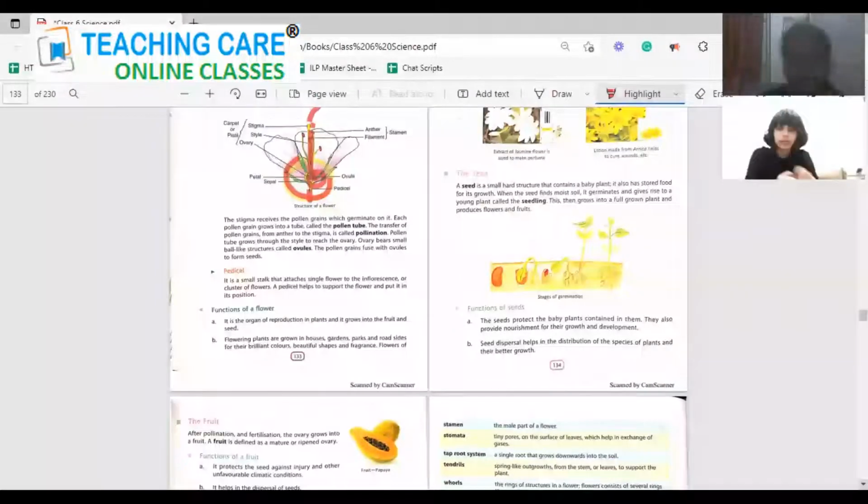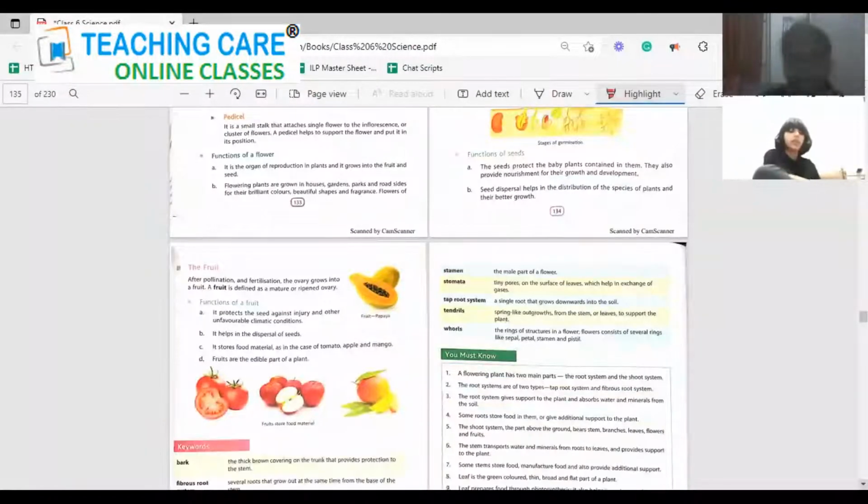It has also given the stage of germination. Very good, I missed out the point. You correctly confirmed. Next is the fruit. After pollination and fertilization, the ovary grows into a fruit. When the pollen grain fuses with the ovule, it forms into a seed, and the ovary grows into a fruit.